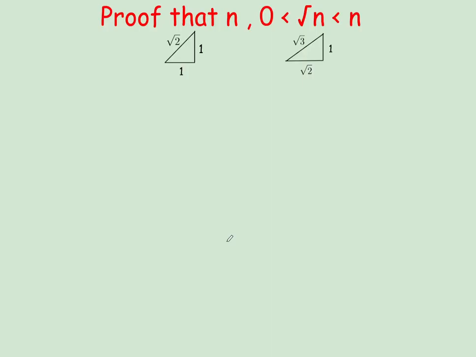Now, in this lesson, we actually want to prove that the square root of any number is between 0 and the number itself. As we do this, we would also learn how to represent some common irrational numbers, specifically root 2 and root 3 on the number line. So without much ado, let's quickly look into it.